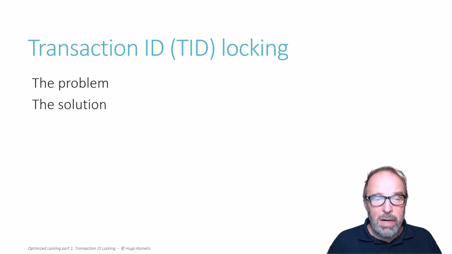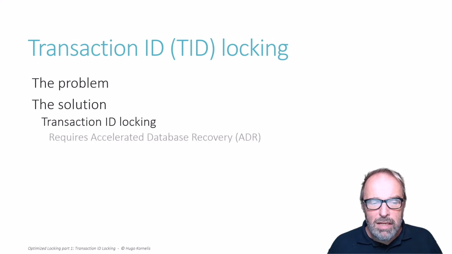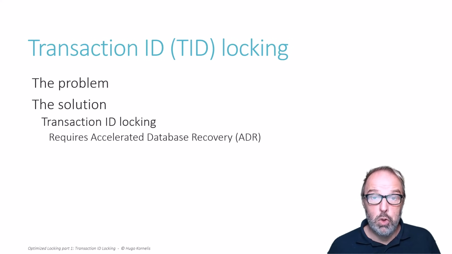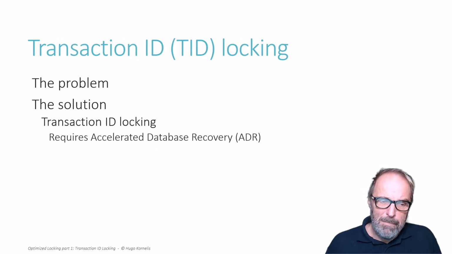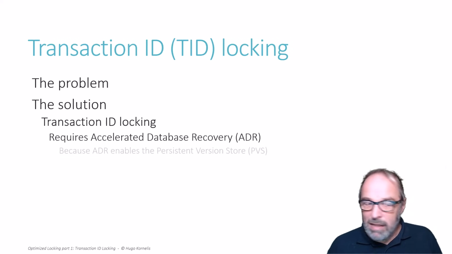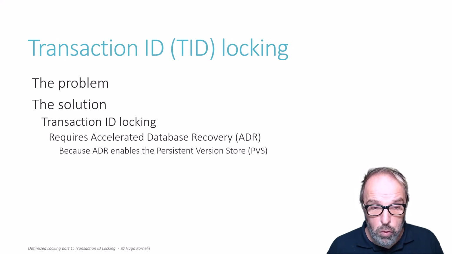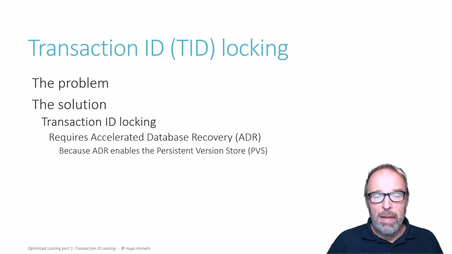And that is where transaction ID locking comes in. Now, transaction ID locking requires that accelerated database recovery is turned on. And the reason for this is that accelerated database recovery enables the persistent version store. So let's take a step back and talk about the version store.